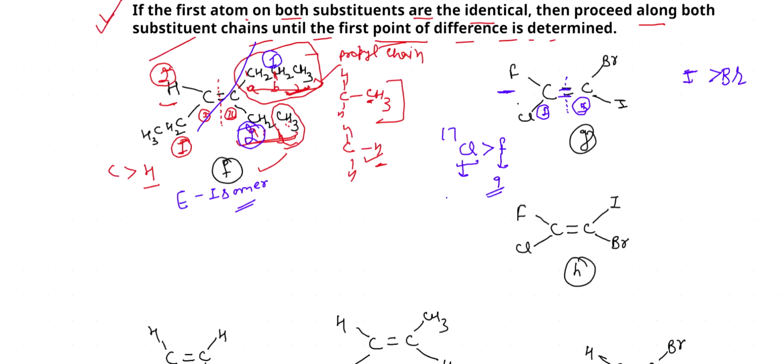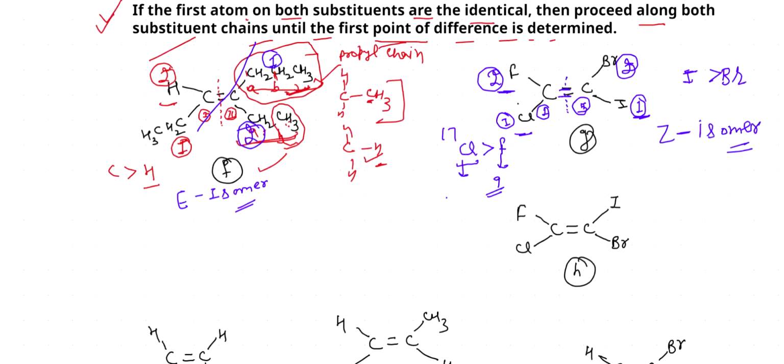So this is your first priority. This is second priority on the left hand side. And on the right hand side, iodine is given first priority and bromine is given second priority. Now, if both the high ranking priority groups are present on the same side, then it will be designated as Z isomer. Clear?